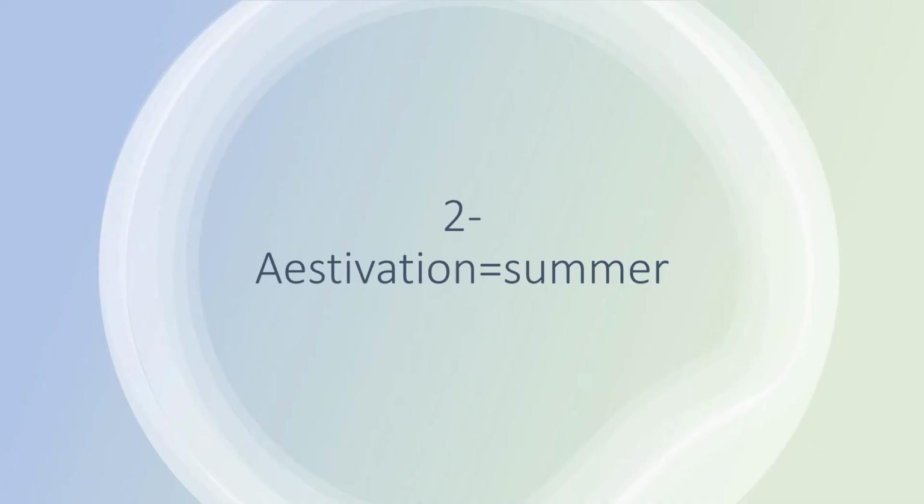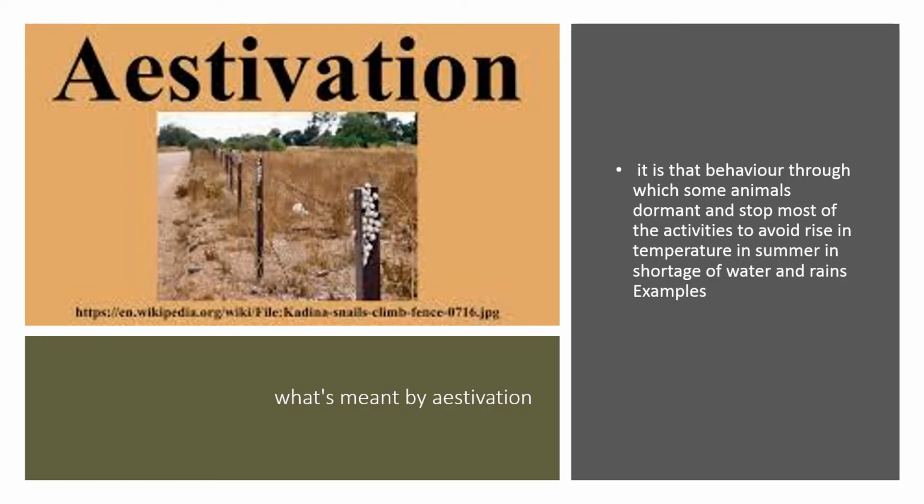Now I'll talk about another one, the opposite of it. It's called estivation. Estivation happens in summer. So when I say estivation, I talk about the summer. What is meant by estivation? It's a behavior through which some animals become dormant, meaning they enter deep sleep and stop most of the activities to avoid the rise in temperature. So it's the opposite of hibernation.